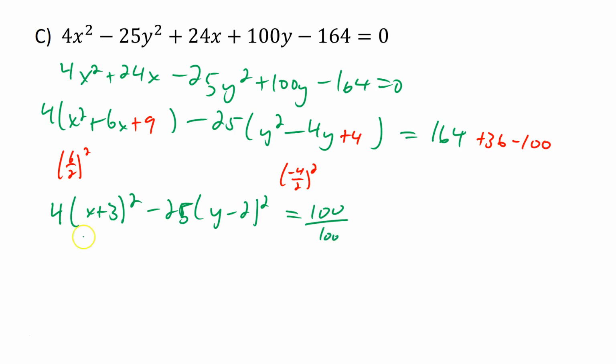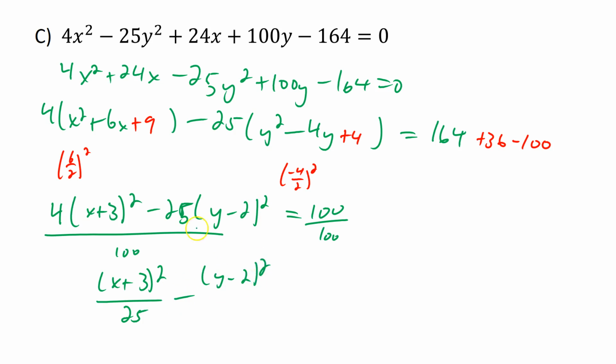So I'm going to divide both sides by 100. So 4 over 100 is 1 over 25. So I have (x plus 3) squared over 25 minus (y minus 2) squared over 25 hundredths, which is 1/4, equal to 1. There's my equation.